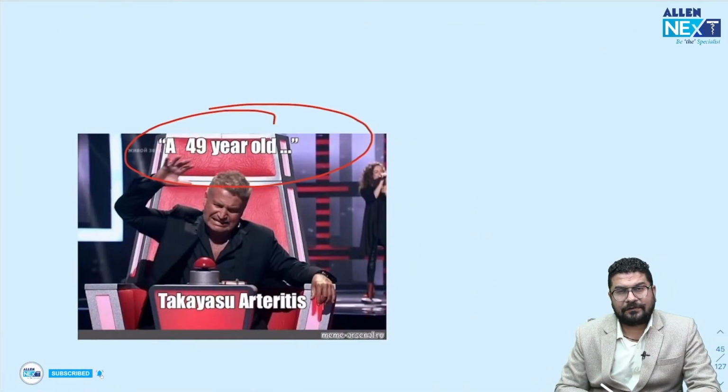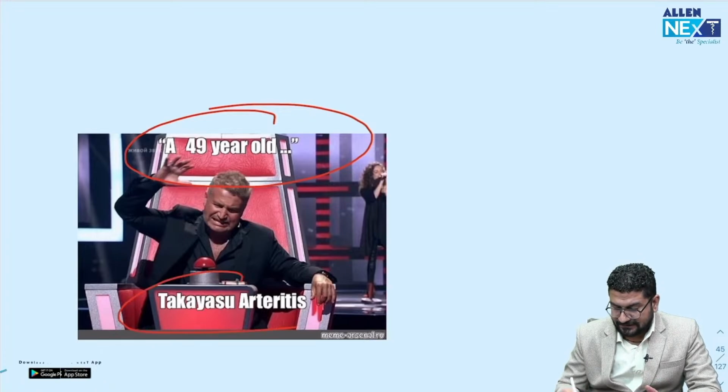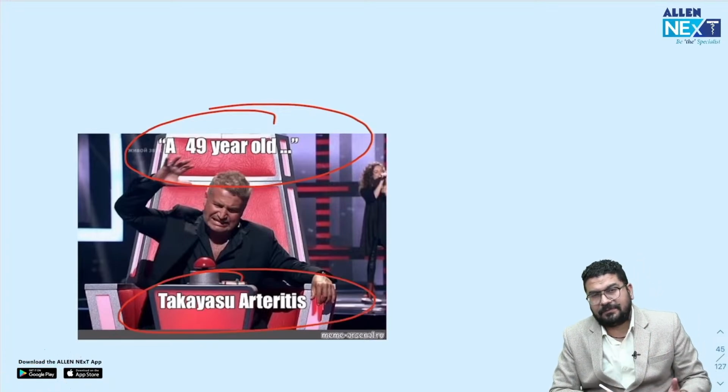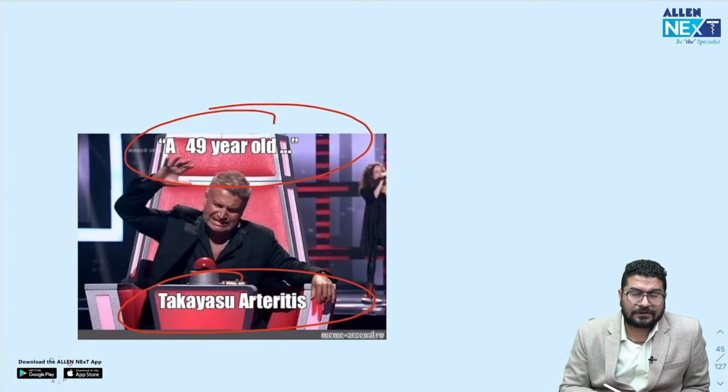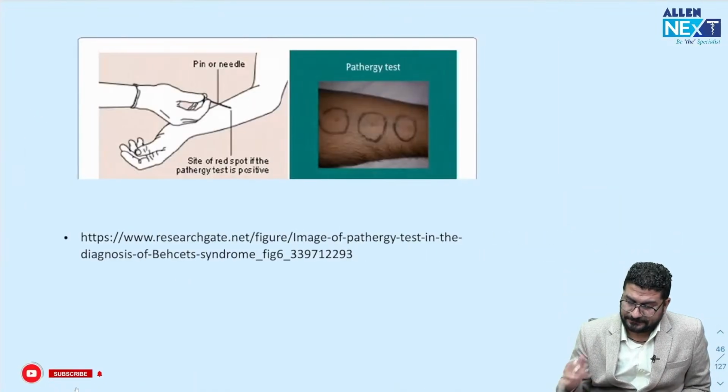Less than 50 years old, less than 49, you mark the answer Takayasu. So Takayasu is seen in young people. And remember, it's also a cause of, I can say, renovascular hypertension.